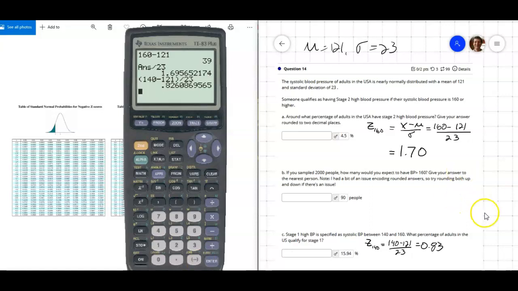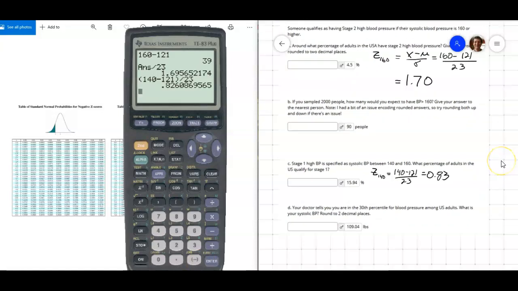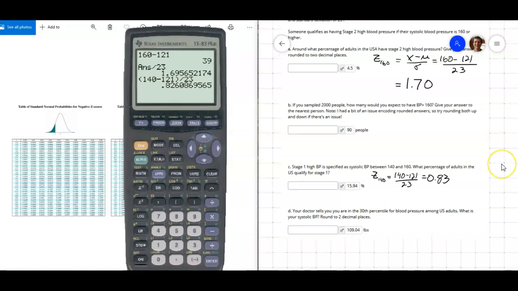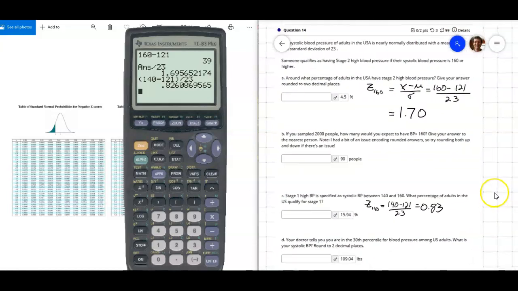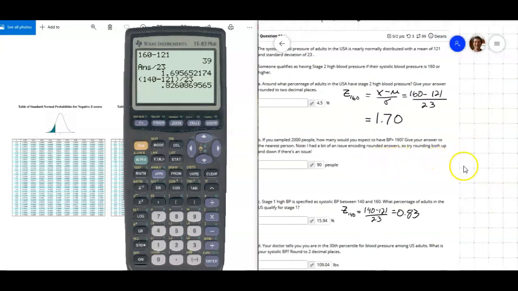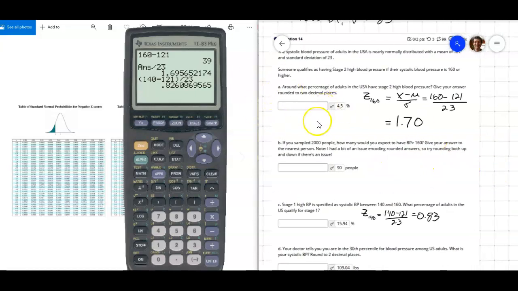Okay, I believe there's more. Yeah, there's a part D, 30th percentile. We'll have to look into that. But we are ready now to answer the first question. Around what percentage of the adults have stage 2 or higher? So in terms of a bell curve, we have positive 1.7 or higher. This is the stuff on the right.